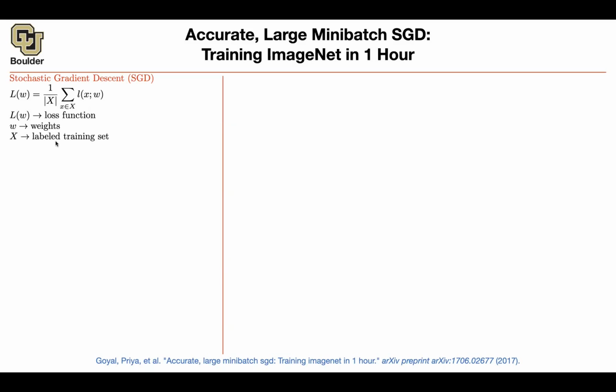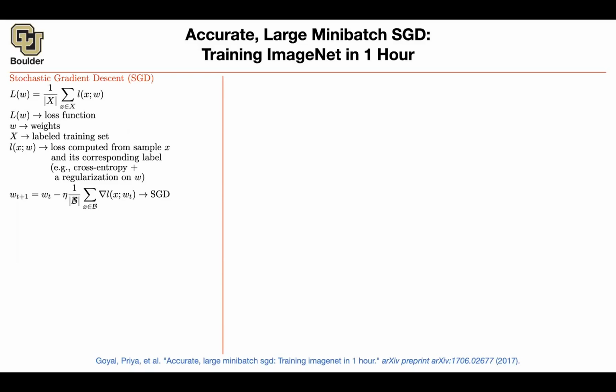X is your labeled training set. So it's both images and labels. And then this could be your cross-entropy plus a regularization term, like an L2 penalty. You don't want your weights to become too big. You want to regularize them. And then in practice, you are not going to do your summation over your entire data. You're going to take a mini batch of your data, and that mini batch is going to give you an approximation to the true gradient. And then you're going to do steps in that direction. And that's your step size. That's your learning rate. And that's stochastic gradient descent.